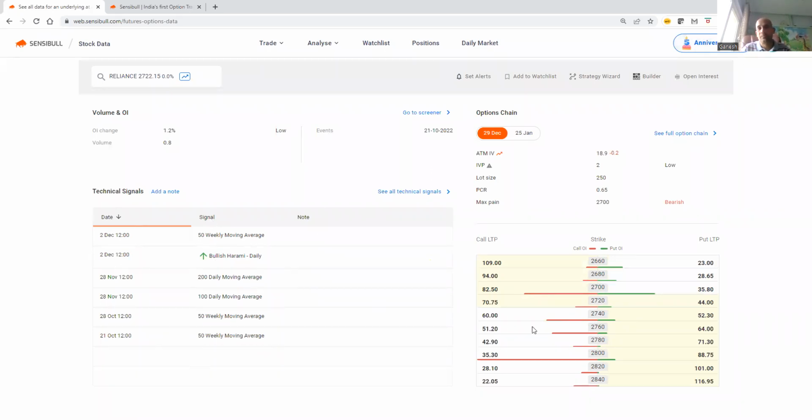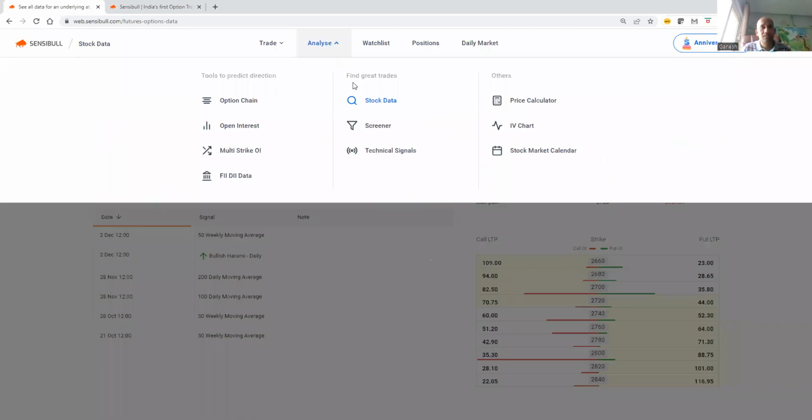We can see daily what is happening, and of course open interest together. And IVP we want to see, you can see very low, right? So this doesn't have much significance to learn. I will show you the screener directly. Let's go to the screener.